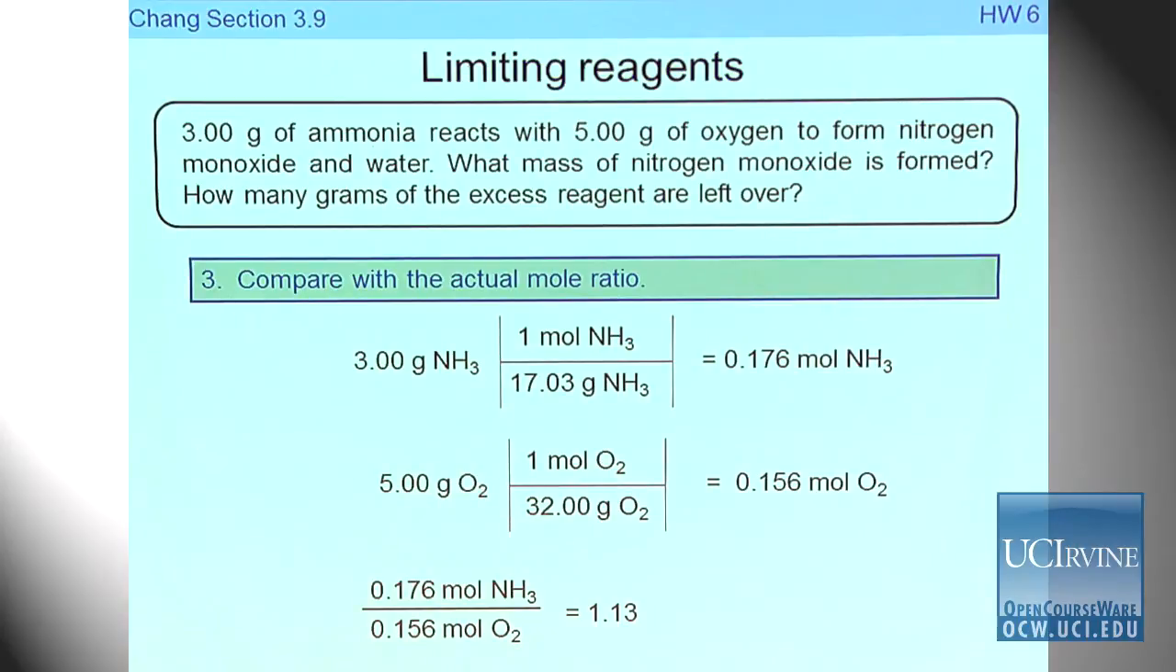1.13 is more than 0.8. If it's more, that means that the denominator is the limiting reagent. Okay? The limiting reagent is O2. That means that the other guy, ammonia, is the excess reagent. Okay? So you will have some ammonia left after the reaction stops. Oxygen is completely gone, all reacted, NH3, something's left.